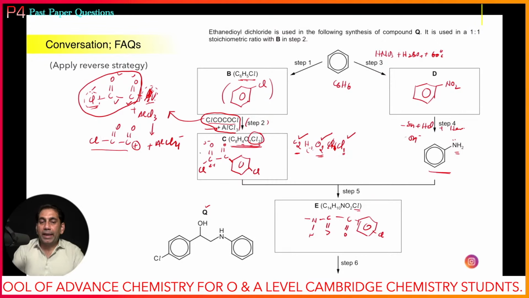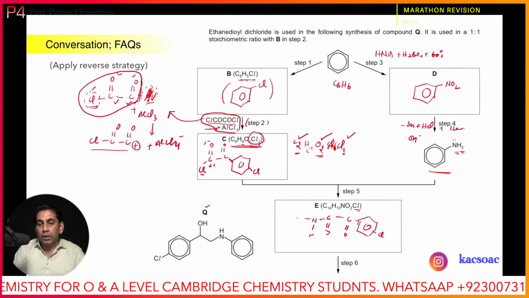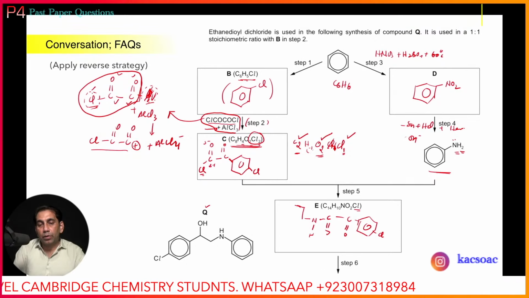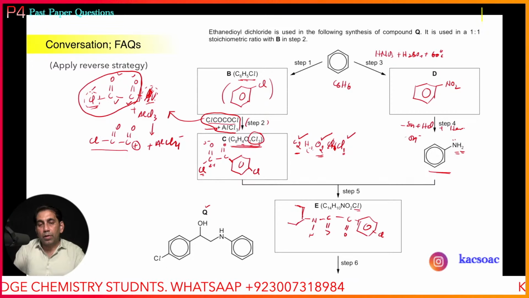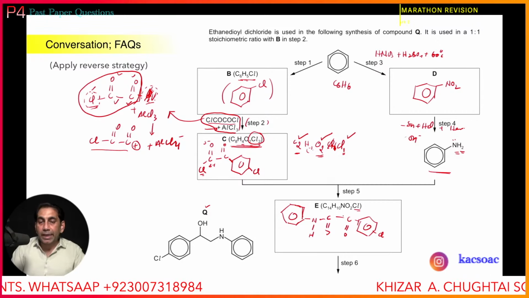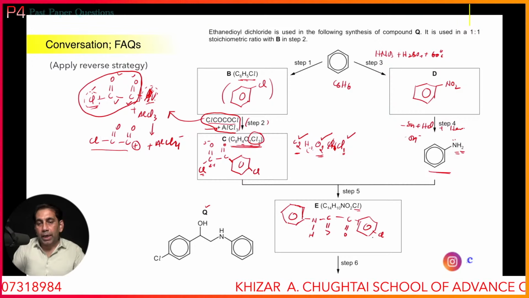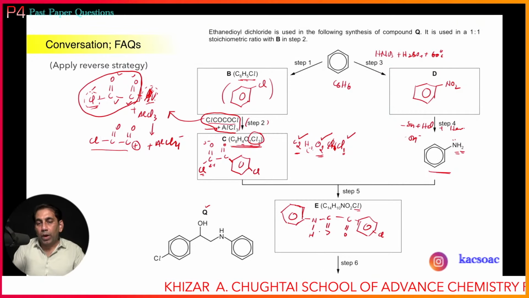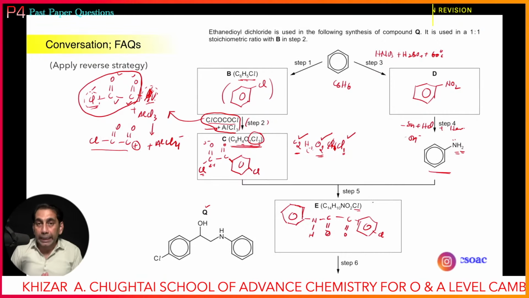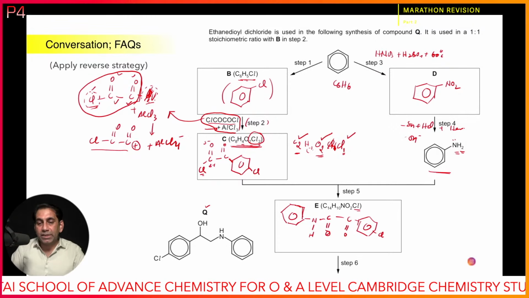When this NH2 attacks, H from here and Cl from here, HCl is formed. The remaining portion of this molecule is this one. So this is E, C14H10, and one nitrogen, two oxygen, and one Cl. So this compound is called E. Finally, in step 6 it's going to change into Q.